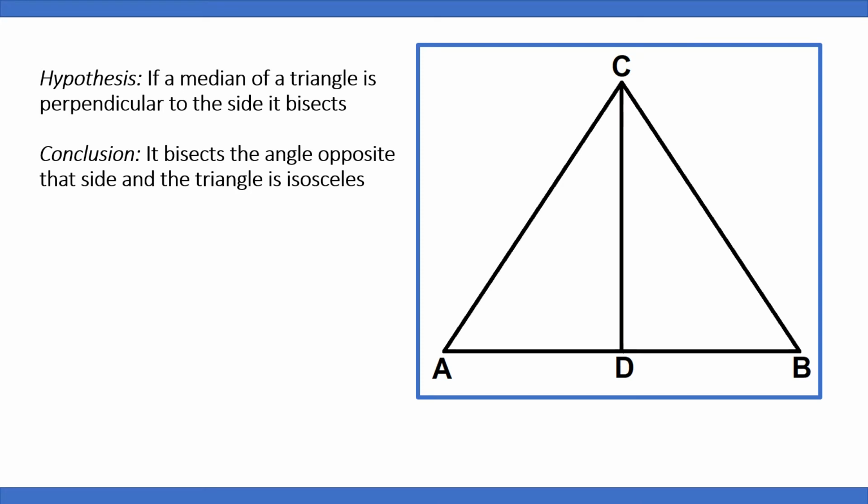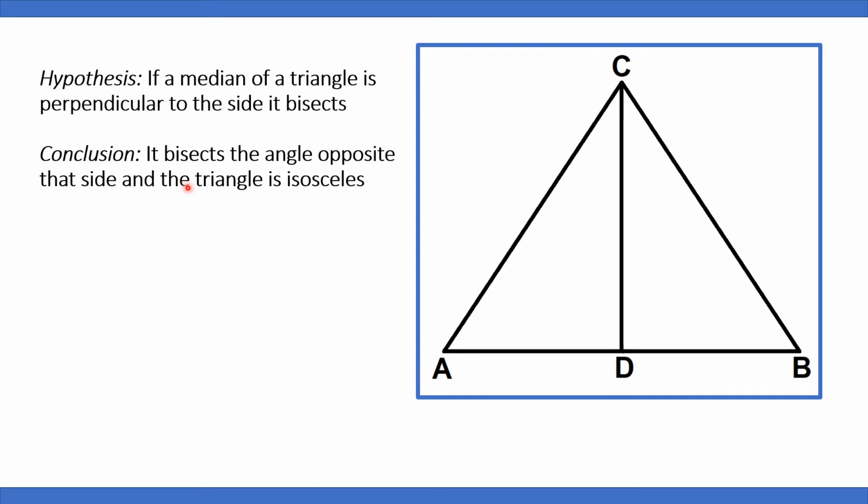Let us create an illustration. The hypothesis talks about a median of a triangle. So we create a triangle ACB and the median CD. It also says that CD, or the median of the triangle, is perpendicular to the side it bisects. So another part of the hypothesis is that CD is perpendicular to AB.